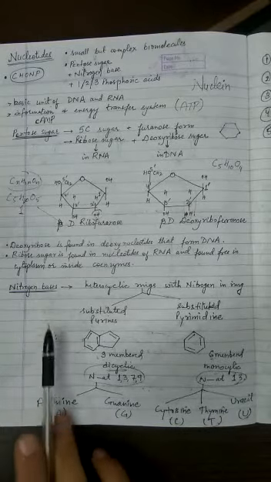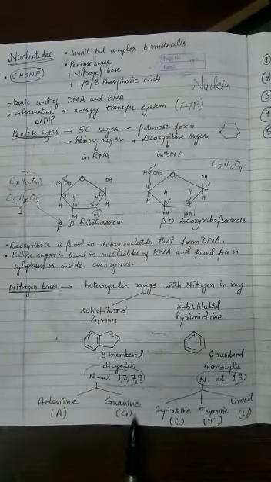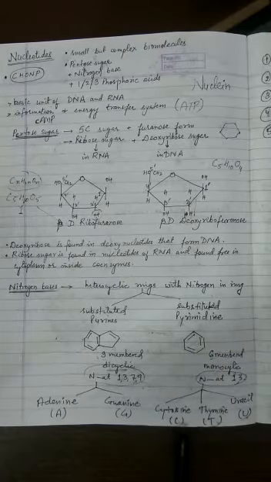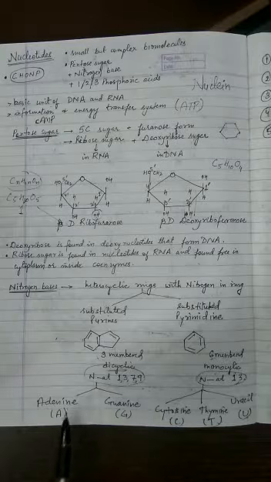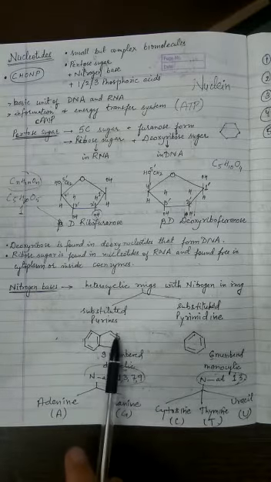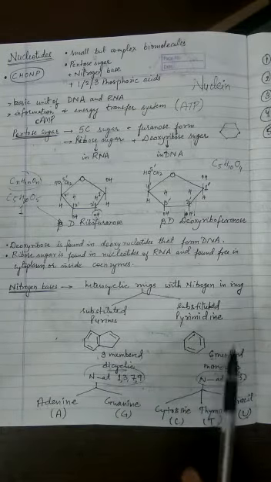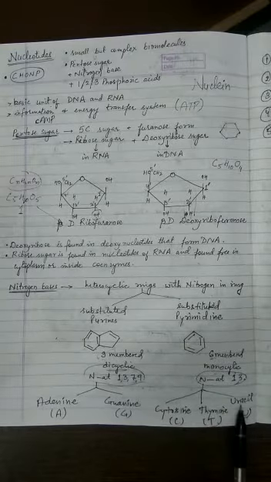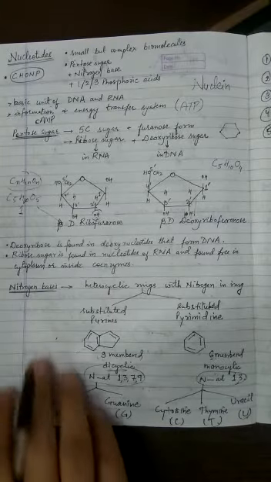And then the purine bases are only 2 types, adenine and guanine. And pyrimidine bases are of 3 types, cytosine, thymine and uracil. One more point you can add: all the purines are common to both DNA as well as RNA, but in the case of pyrimidine, cytosine is common to both DNA and RNA, but uracil is found in RNA and thymine is found in the DNA.